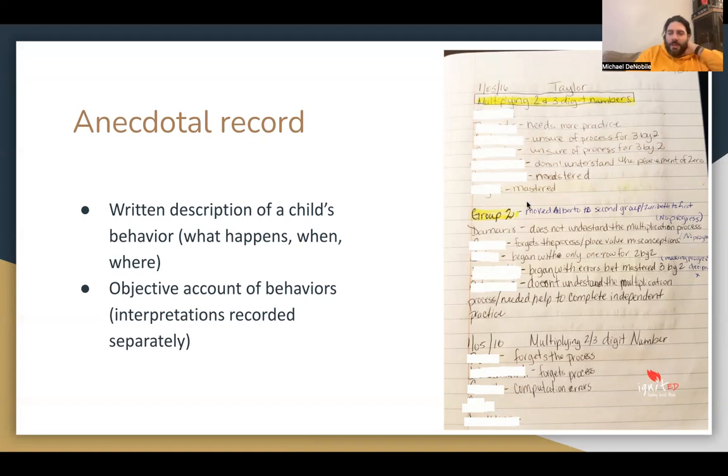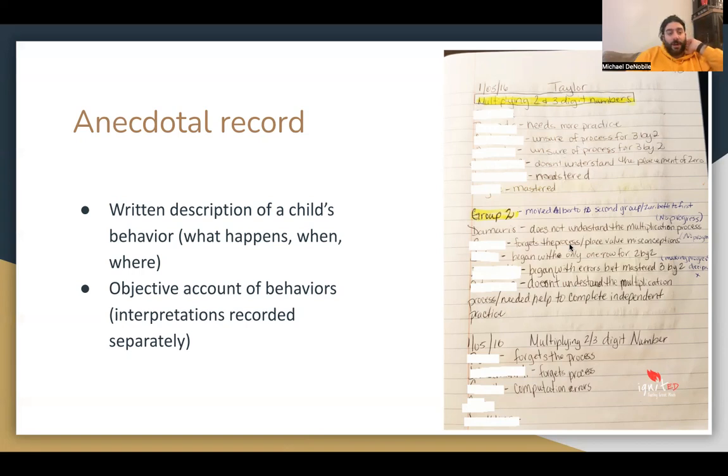And during the independent practice, it looks like Taylor went around and they were noting that this student needs more practice. They're unsure of the process for 3x2. Doesn't understand the placement of the 0, but these two students mastered the task as they were going through. So as you can see, this is less behavioral and this is more academic. This is more of an anecdotal academic record.